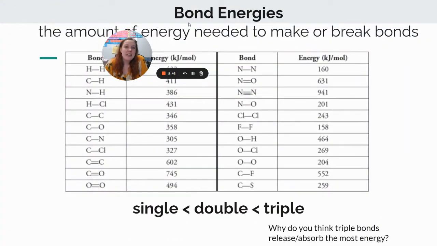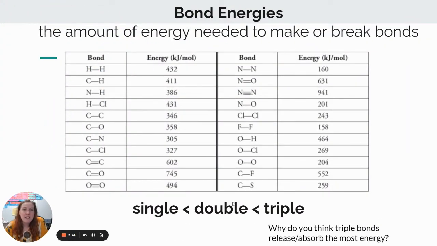So you can see here that on our table of bond energies, we have all sorts of bonds. We even have double bonds and even triple bonds. So if we look here, we can see that, for instance, an O-O single bond would require 204 kilojoules per mole of energy to break. But if we had a double bond between 2 oxygens, it would take 494 kilojoules of energy to break.